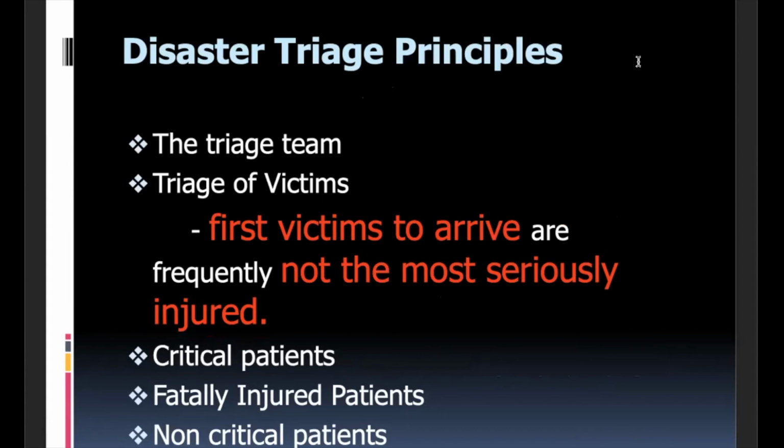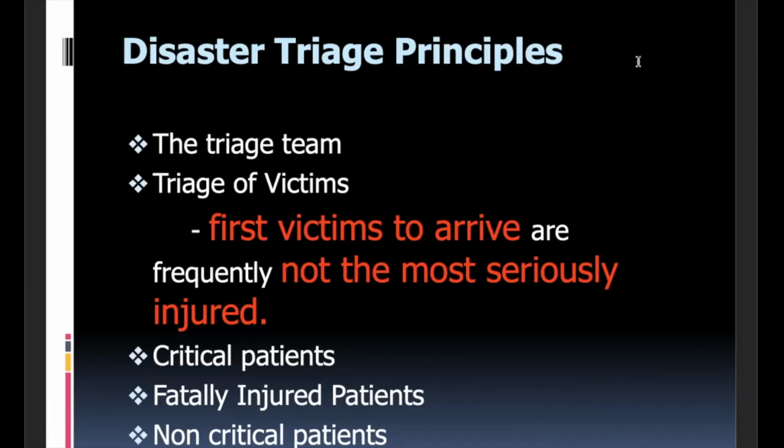First victims to arrive are frequently not the most seriously injured. It's because the most seriously injured are being treated on site already. Okay, so the victims that are arriving in the hospital or in the ED department, these are the green ones, where treatment can actually be delayed. They are just having minor injuries. It's because the black and the red and the yellow ones are still on the field, being attended by the medical doctors or the nurses.